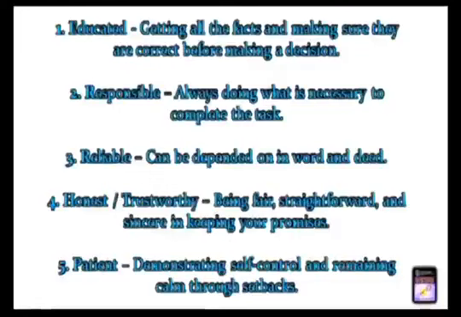Okay, let's go to the next visual. Okay, it says, no, not the next visual.